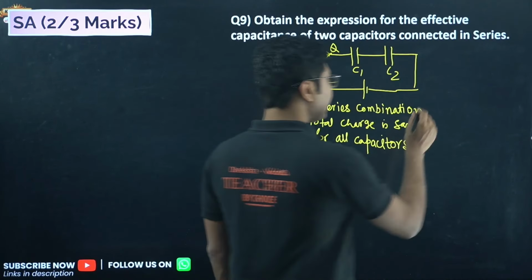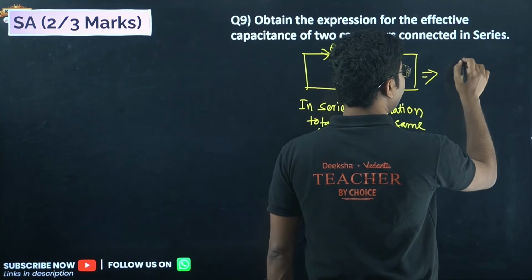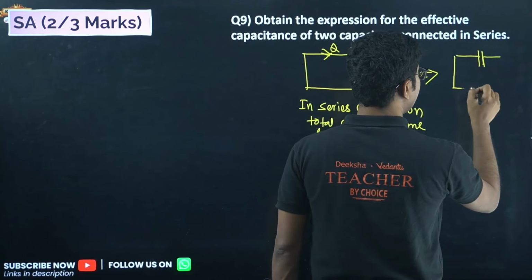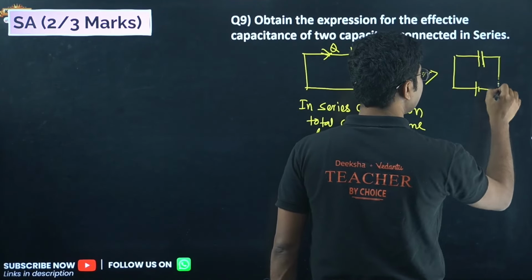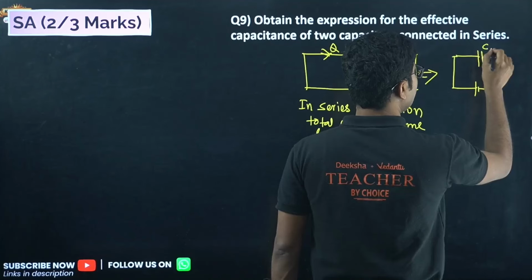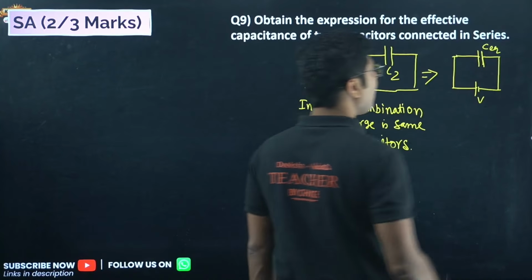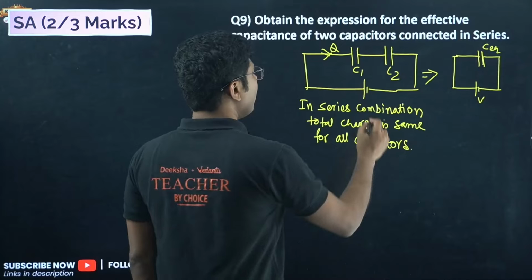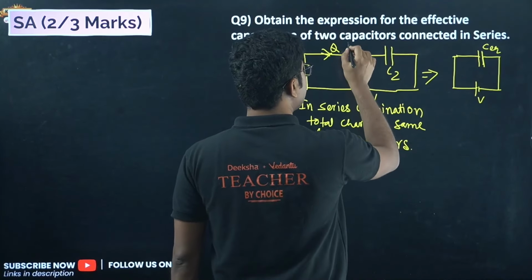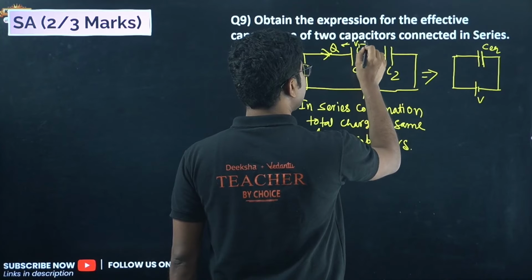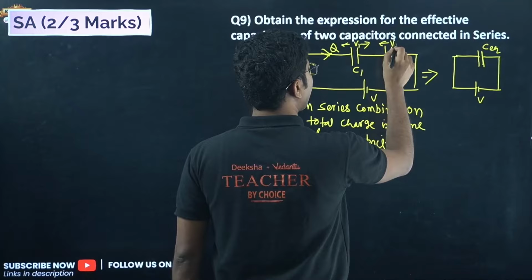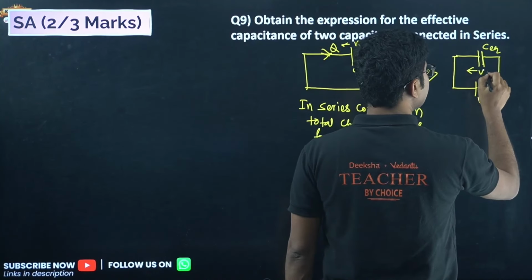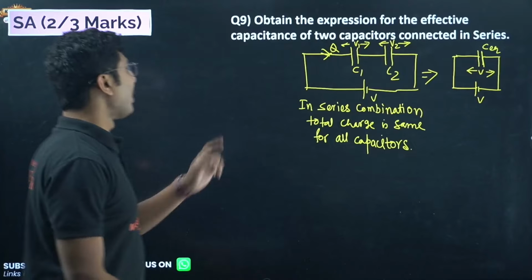Now what is the equivalent circuit? Equivalent circuit is same. Whatever was the equivalent circuit in the parallel, same equivalent circuit will be there for series as well. Okay, so this is V, right? So now what? Again the voltage in this case will be different. Suppose the voltage drop across capacitor 1 is V1, voltage drop across capacitor 2 is V2, and voltage drop across C equivalent is V. Okay, so what is V?